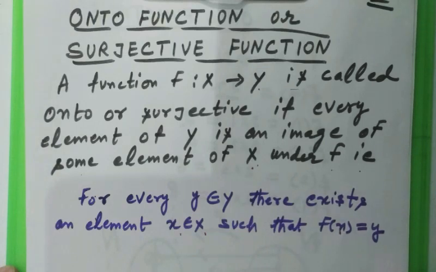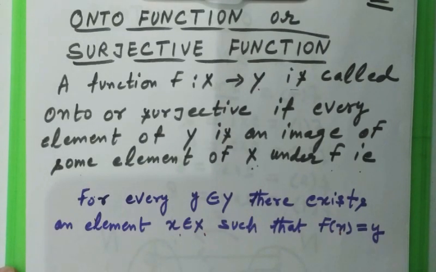It means that for every element of the codomain set there exists some pre-image. So every element of the codomain set should appear as the image of some element of the domain set, or every element of the codomain set has a pre-image. If this happens, then it is said that this function is surjective or onto.